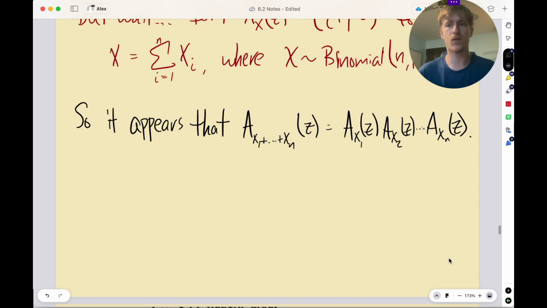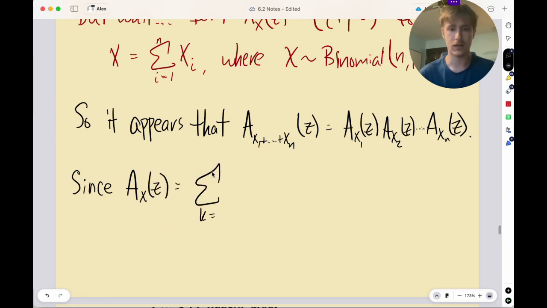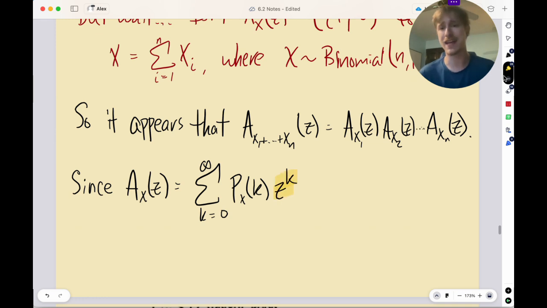And I'm not going to really give you a formal proof. I'm really just going to demonstrate it. This is going to be kind of informal. This result does hold, and here's why. So remember that A x of z looks something like this: the sum from k equals 0 to infinity of p x of k times z to the k. So I just want to turn your attention for a second to this quantity right here. So k is a member of the random variable x.